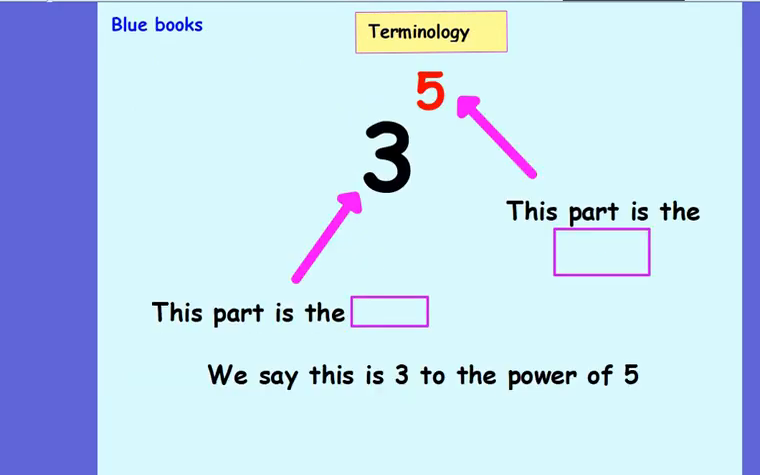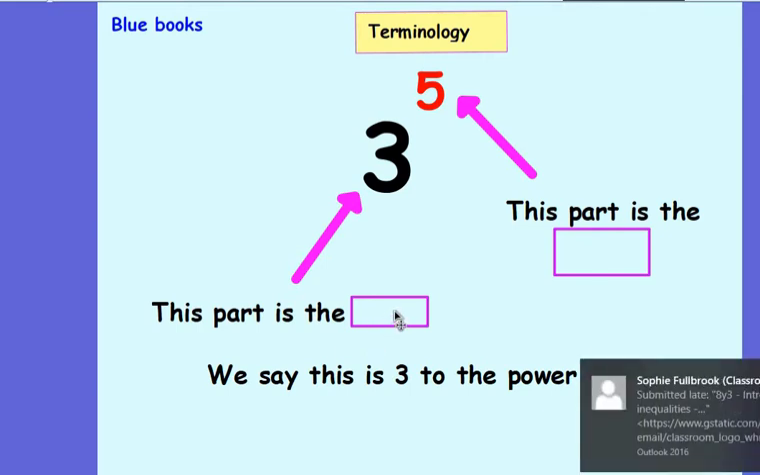Okay, Year 9, in your dark blue books or on a neat piece of paper, can you write the title Terminology? Underneath, can you write a big letter 3 and a little letter 5? And we're going to label up the terminology. The big 3, or the big number, this part is called the what? Can anyone tell me? Ryan, do you know what that might be called? That's called the base, exactly.